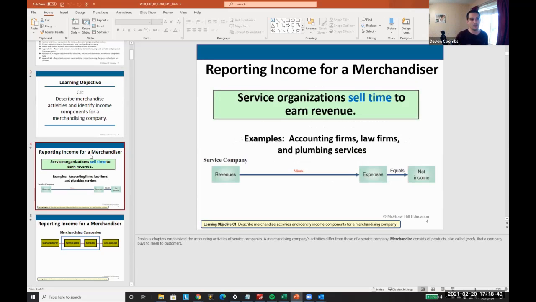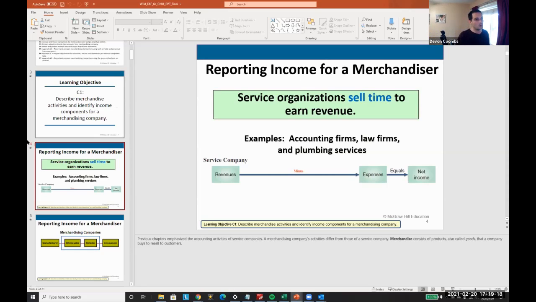It can be complex to report income for a merchandiser because we're selling inventory, and based on the revenue recognition principle, we have to recognize revenue in the time that we've earned it, and we have to match the cost to that revenue. So we capitalize the inventory. We have the inventory on our books until we are able to sell it, and then when we sell it, we recognize the revenue and the cost associated with the revenue, which is the cost of goods sold.